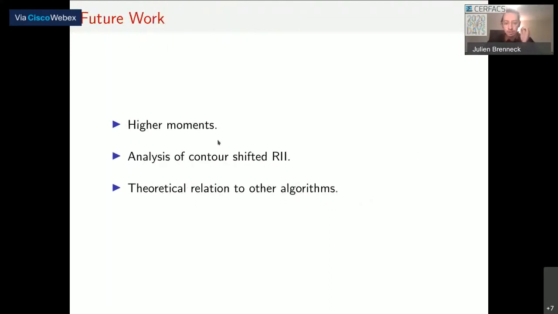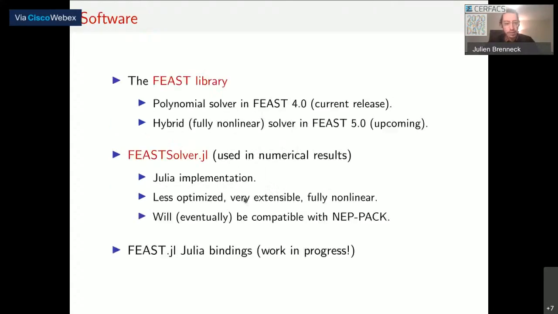So most of the future work that's left is to figure out some of the details of the higher moments. There's also no proof of convergence. There's no analysis of this contour shifted residual inverse iteration either for this method or for NL FEAST. And this also opens up more questions and answers some about how we can view the theoretical relation of this algorithm to the other algorithms and understanding NL FEAST and linear FEAST.